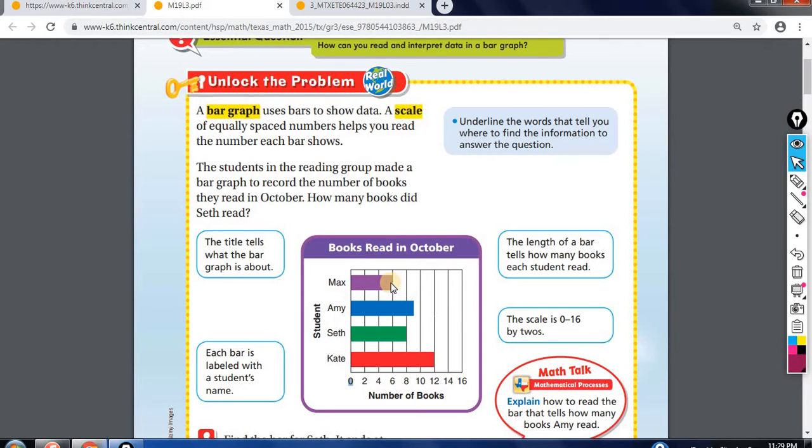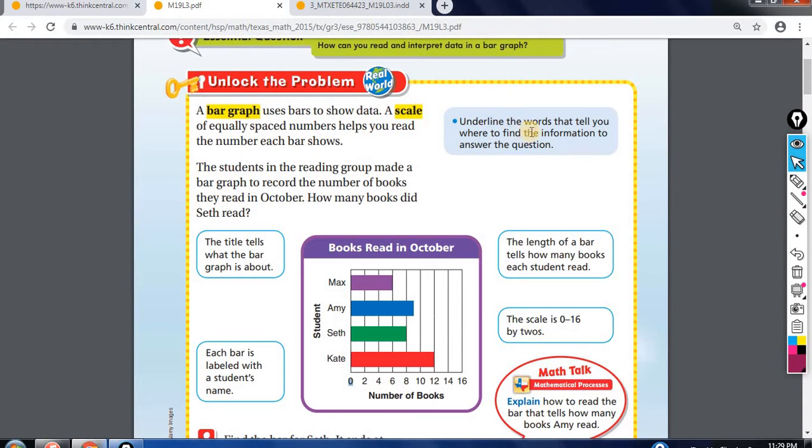Because most of them that fall here on the vertical line are pretty easy to read. You just go and see where it stops. It's the ones that fall in the middle, but you always have to look at the scale. The scale will let you know how the numbers are put out here. So you need to read. The students in the reading group made a bar graph to record the number of books they read in October. And here's your title. How many books did Seth read?